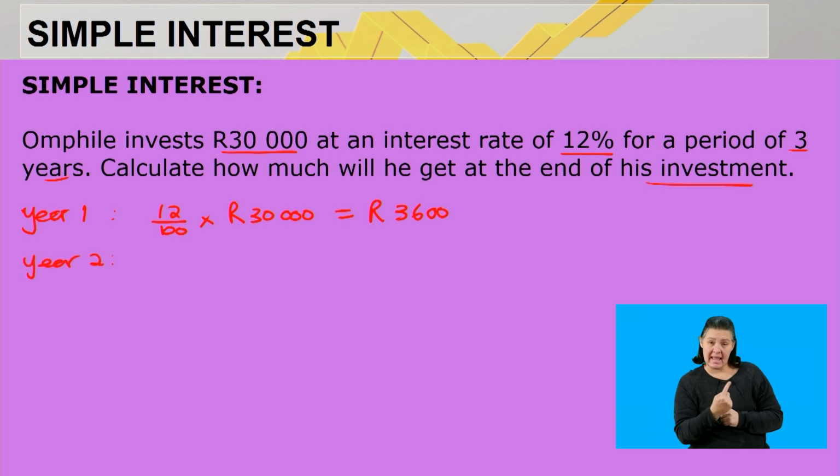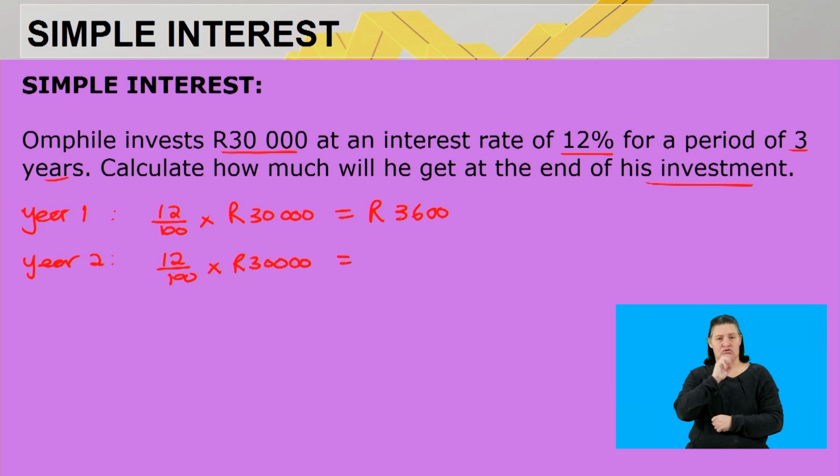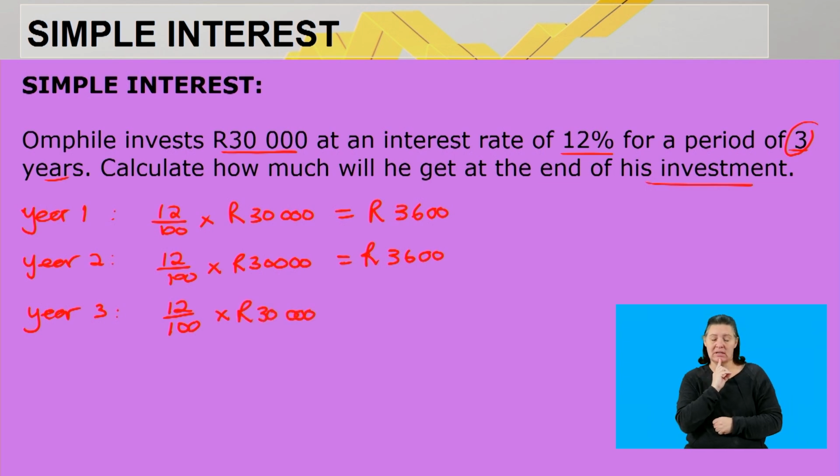Remember we said the amount, the fees remain the same, right? So I'm going to indicate again, it's 12% of 30,000 Rand. So that will give us also 3,600 Rand for year number 2. Remember, it's a period of 3 years, so therefore I'm going to indicate year number 3 as well. So what is the interest rate? It is still 12%, right? So it's 12% of, and the principal amount remained the same. That is 30,000 Rand. So therefore, that will give us 3,600 Rand interest.